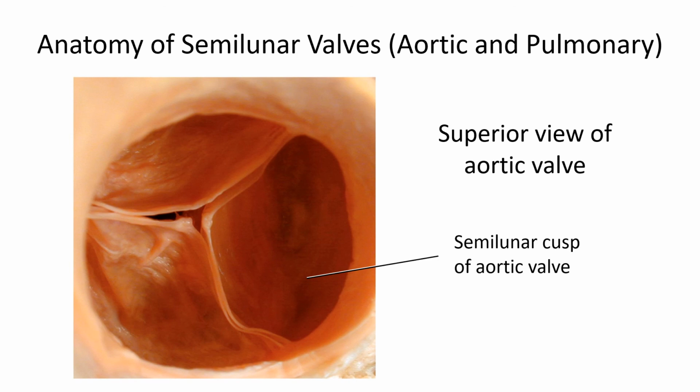Now, as you can appreciate, if blood were to fall back down towards the heart, it would fill up the cusps that make up this valve. The cusps are shaped like cups. They would trap blood and they would cause the surfaces of each cusp to be pushed together and form a seal. That's how these valves work.